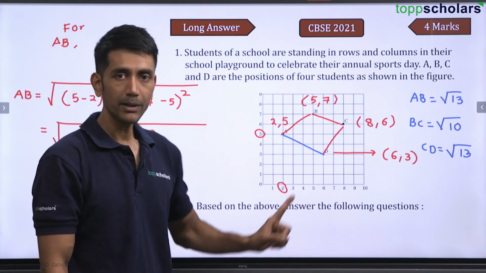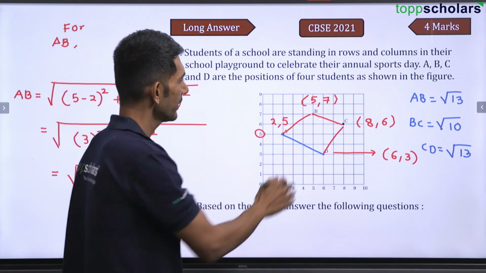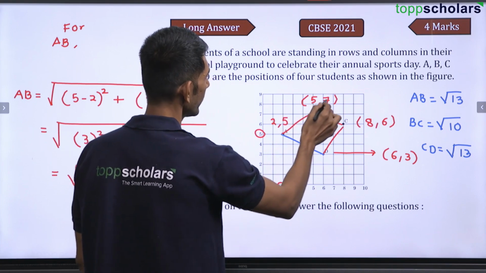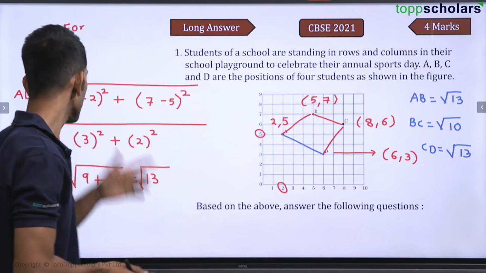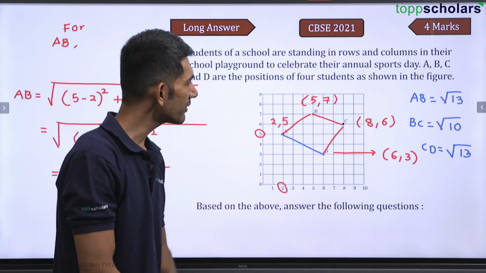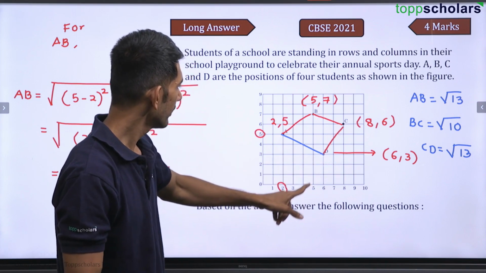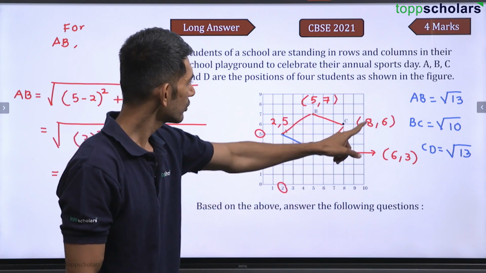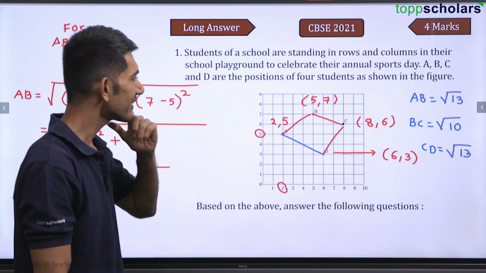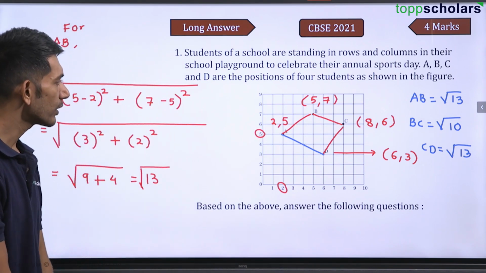Here we found out AB, correct? If we have a quick recap of this, we found out AB, that is 5 minus 2 the whole square plus 7 minus 5 the whole square. So that gives you under root 13, correct? Then you found out BC. BC is what? This was 8 comma 6. This was 5 comma 7. So 8 minus 5 the whole square plus 6 minus 7 the whole square, that is 3 square plus 1 square, that gives you under root 10.